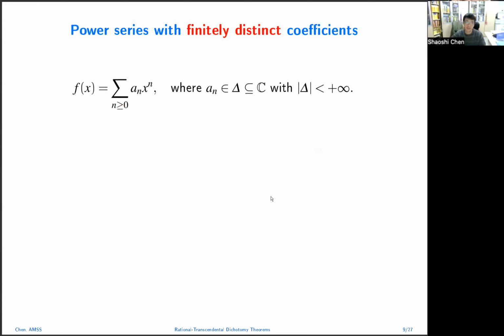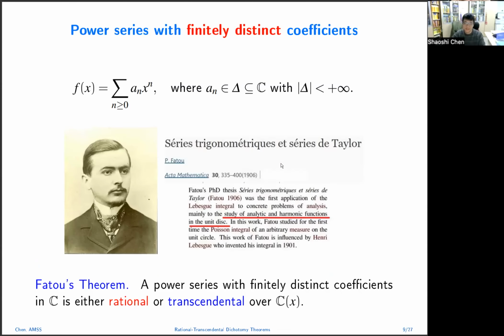And another class of classical objects studied by previous researchers is power series with coefficients from a finite set. This is actually also the first result from Fatou's paper. In this case, Fatou showed that a power series with finitely many different coefficients is either rational or transcendental. So you don't need the condition on the convergence radius, because there are only finitely many coefficients, so it can only be 1. This achieves the extremal case, and then you get the rational and transcendental dichotomy.